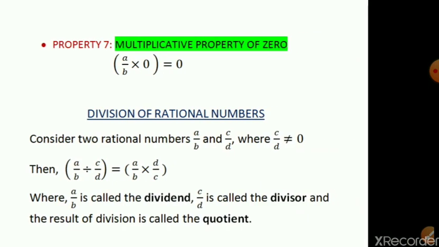Property 7 is the multiplicative property of 0. So if any rational number is multiplied with 0, the answer is 0.